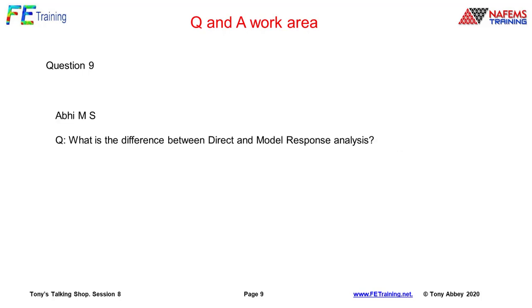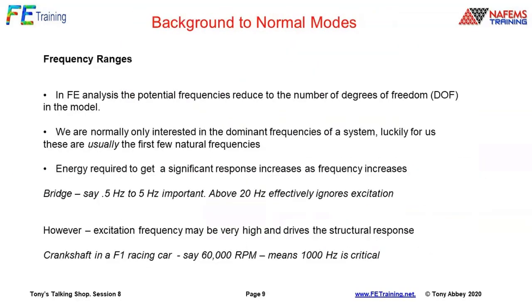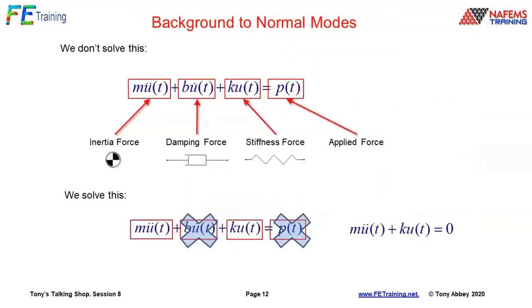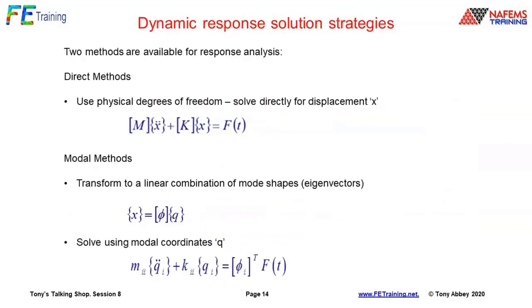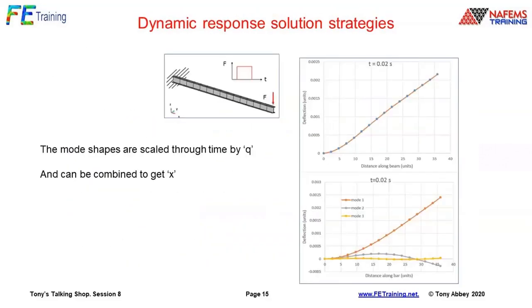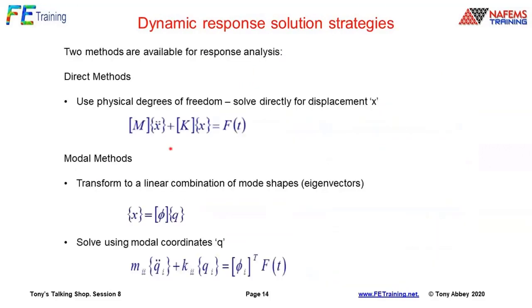Abhi asks, what's the difference between direct and modal response? Essentially, as I showed in the slide, let's get back to that slide. This was the quick 2-minute overview of something that I normally spend about an hour describing. The equation for the direct response is just the equation of motion. So x is our physical degree of freedom. It's our direct method. We're solving directly for the unknowns, which are fundamentally displacements, and then velocities, and then accelerations, with our equation of motion.